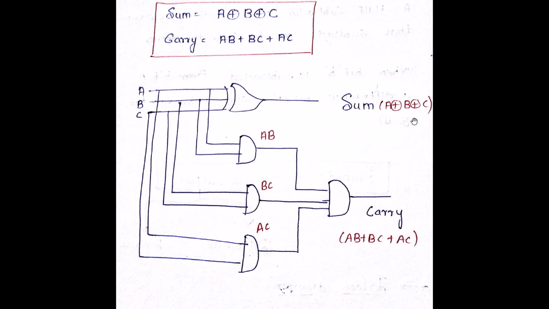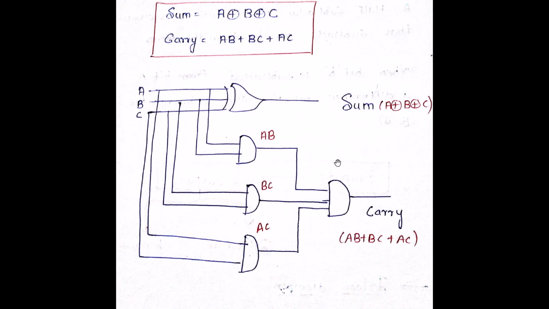So you have A XOR B XOR C, and you have A into B given here, B into C given here, A into C given here, which is all done. Now here there is a mistake. I'm very sorry for this. Here it's a mistake, it's a blunder. It should be an OR gate over here. It should not be an AND gate. It should be an OR gate. Please remember this.